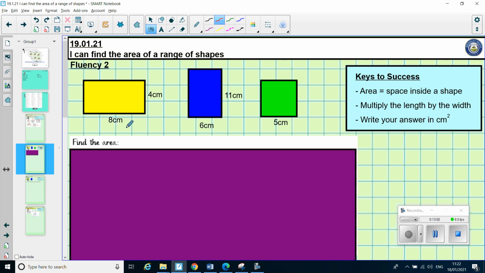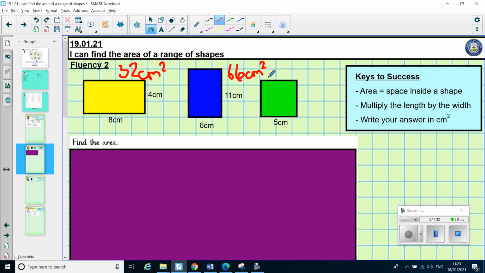So here we've got 8 multiplied by 4, so 8 centimetres multiplied by 4 centimetres. So my area for this shape is 32 centimetres squared. All I'm doing is 8 times 4. For my blue rectangle, pause the video now and see if you can work out the area of that shape. Okay, hopefully you did 6 times 11, which gave you 66 centimetres squared.